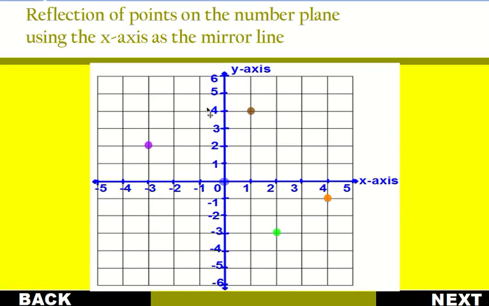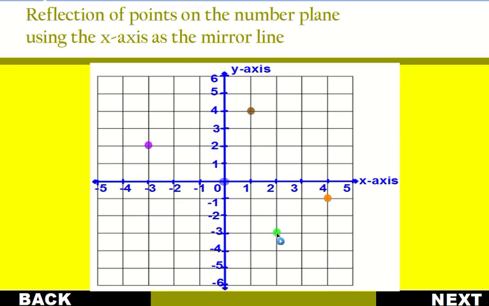Now, this is our number plane as we learned in our previous lesson. We are going to reflect the points on the number plane using the x-axis as our mirror line. Let's say the x-axis is a mirror and we have a point here indicated green. Where will its image be located? Since this is the mirror, the image point can be located anywhere in this quadrant, right? Good. So we have this point.